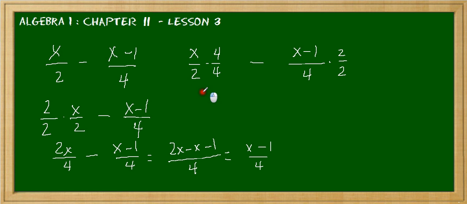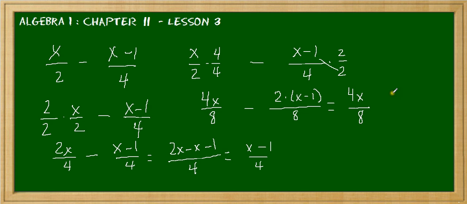So what would we have ended up with here? We would have ended up with 4x over 8 minus, what do we have here? Well, 2 times x minus 1. Now we could have written that out. I didn't do that on purpose because I wanted you to notice that we are multiplying here. So we would end up with 4x over 8, and now we're going to multiply that out and end up with 2x minus 1 over 8.